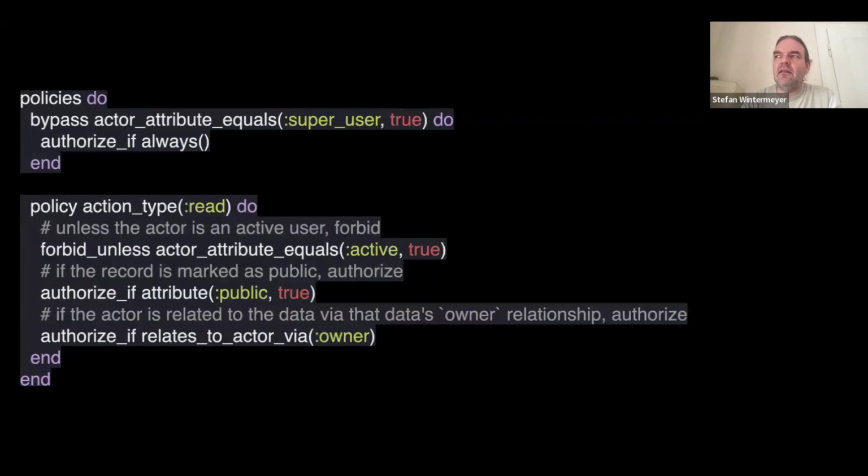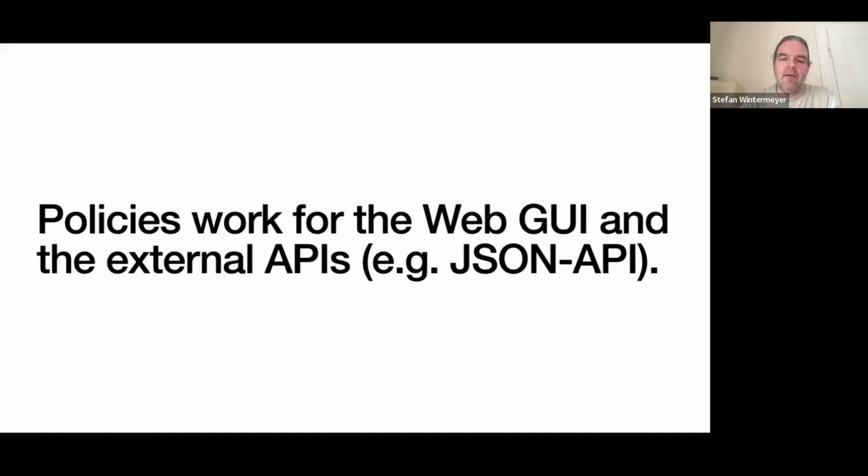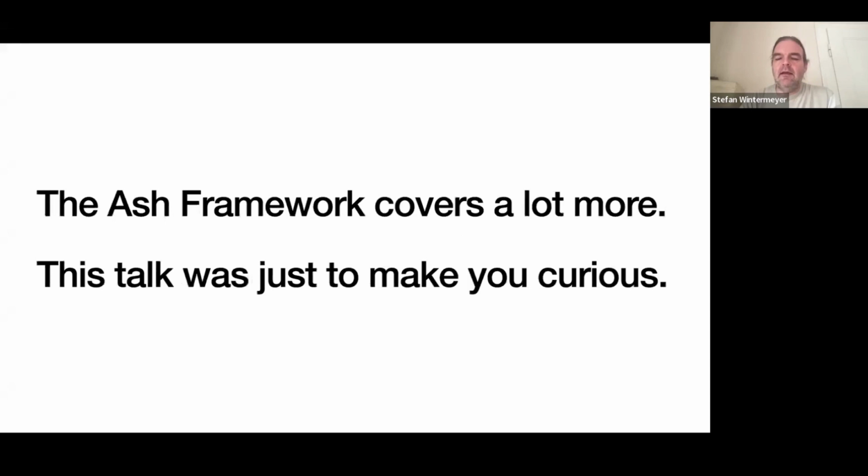So that's the key idea. You have one truth, which is in the resource or here in the policies, and the whole framework takes care of all the interactions with the other parts. That's super powerful and saves so much time and reduces errors in a great way, because you only have to touch it in one place. Here again, policies work for the web GUI and the external APIs. The Ash framework does cover a lot, way more than I did here. I just wanted to give you ideas of how the basic thinking is, and to make you curious about it.